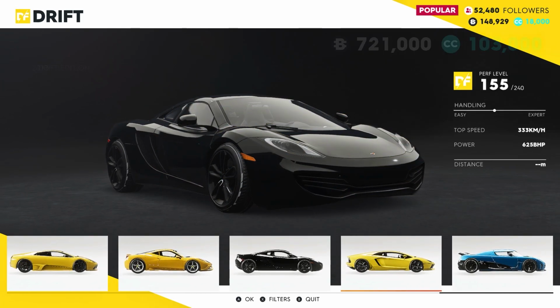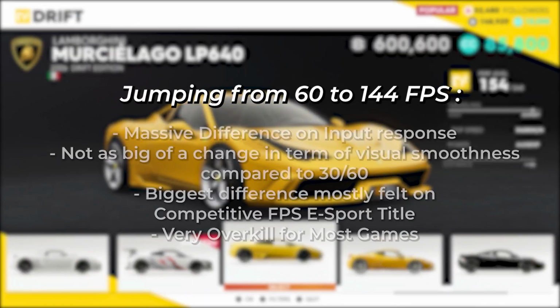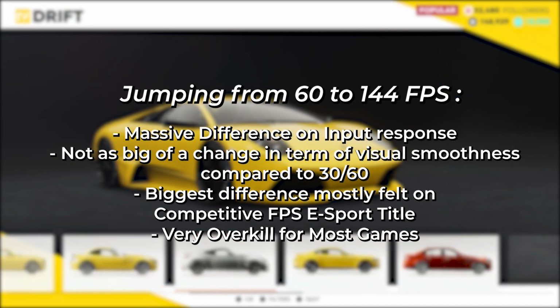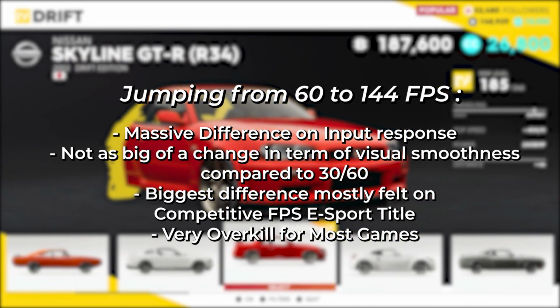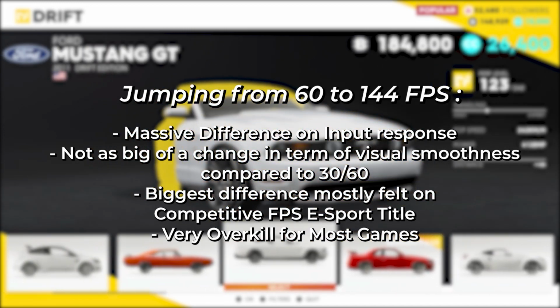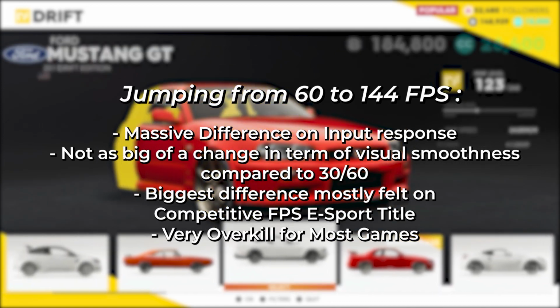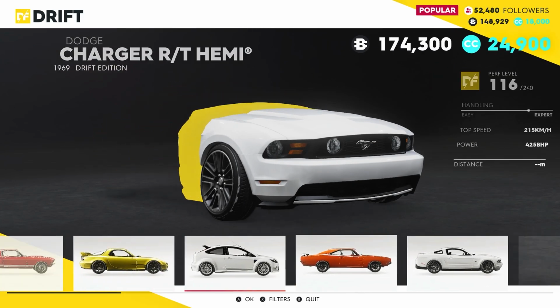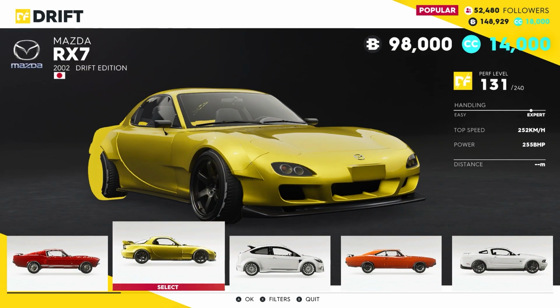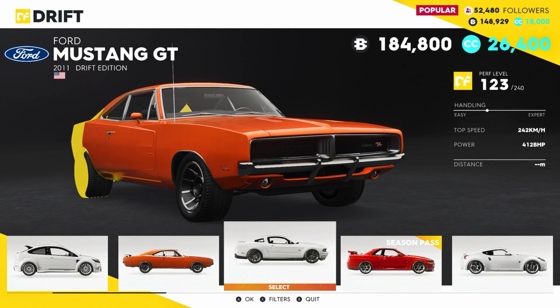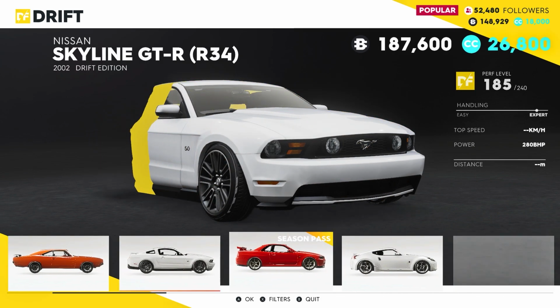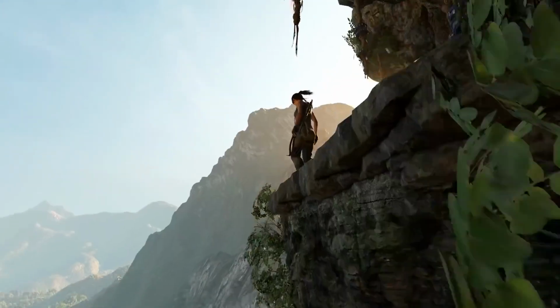But when you jump from 60 to, let's say, 144 frames per second, yes, there is still a massive difference, but it's somewhat more negligible. 144 frames per second is a frame rate that would massively help you only in competitive games such as CSGO, Call of Duty, Battlefield, Fortnite, Apex Legends, PUBG, etc. But I don't think it's necessary to enjoy story-based single-player games like, let's say, Tomb Raider.